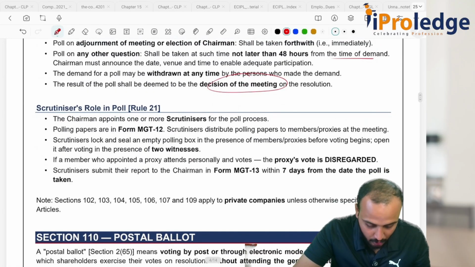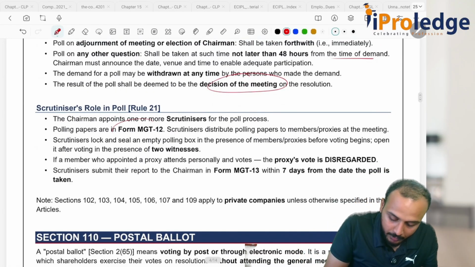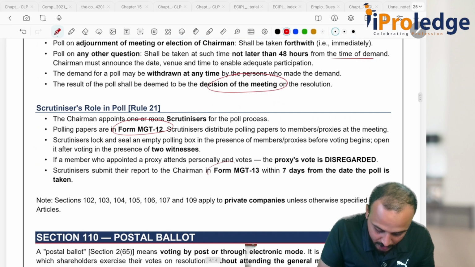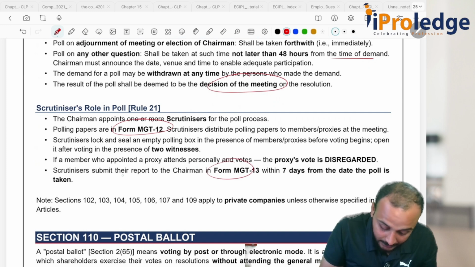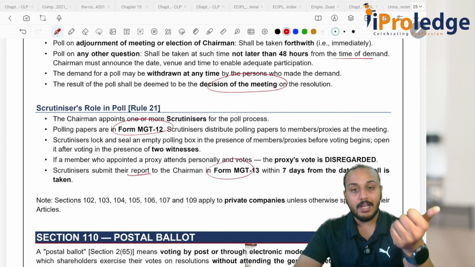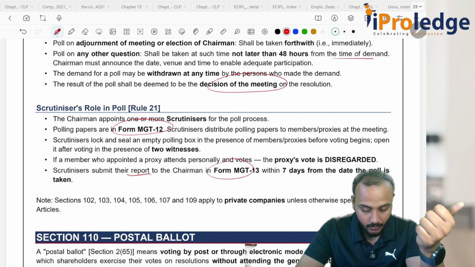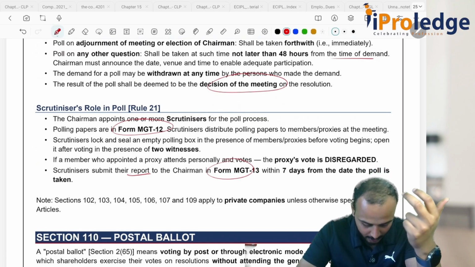Then the scrutinizer's role, he has to prepare the polling papers in MGT 12. MGT 13 is the report that scrutinizers submit to the company. Okay, MGT 12 and MGT 13.